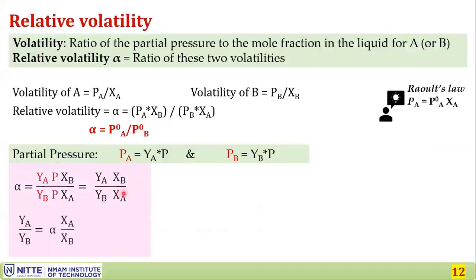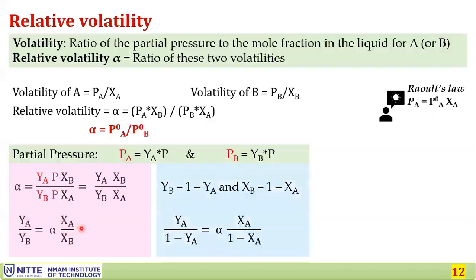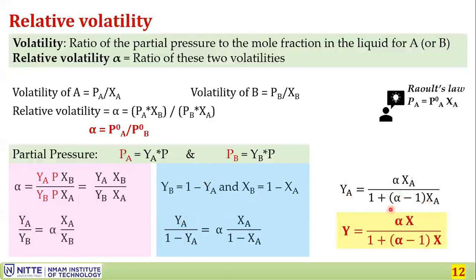Let us slightly rewrite this entire equation so that Y comes on one side and X on the other side, so Y is a function of X with alpha in between. You can still improve this equation. As I have already told you, instead of writing XA and YA, we can write simply X and Y, and XB and YB we can write as 1 minus X and 1 minus Y. So you end up with this particular equation, that is Y is equal to alpha X divided by 1 plus alpha minus 1 times X. This is the equilibrium equation.